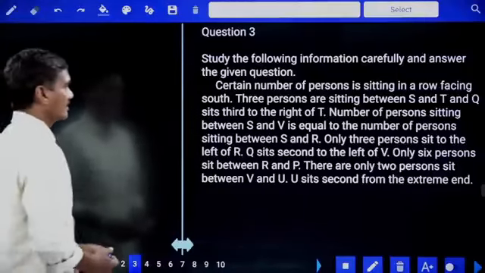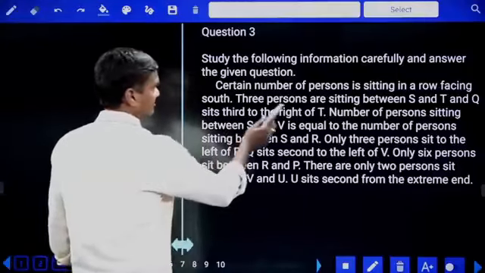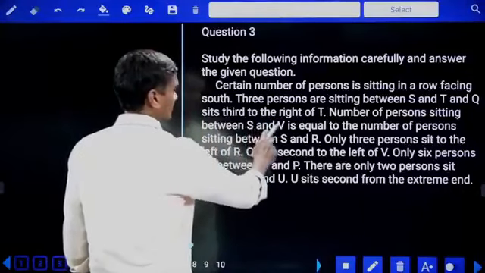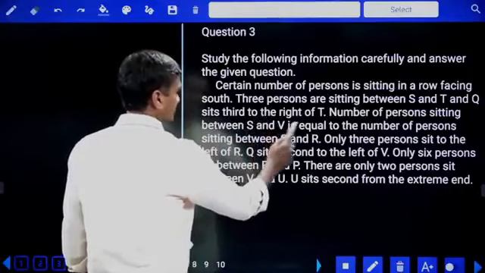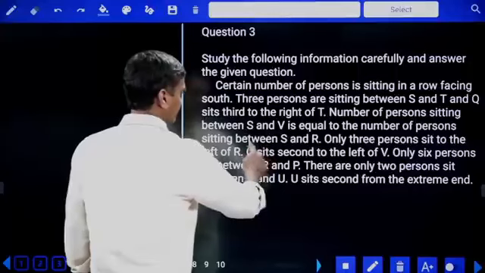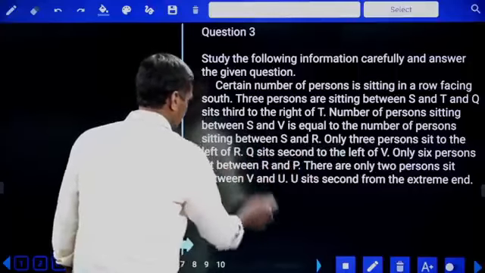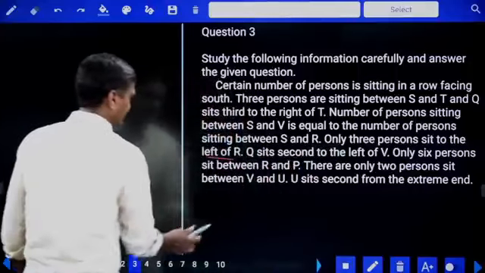Yes. Now in this one, if you observe here, 3 persons between S and T, Q sits third to the right of T, isn't it? And next one, number of persons between S and V equals the number of persons between S and R. So this is the crucial information, that is definite information.